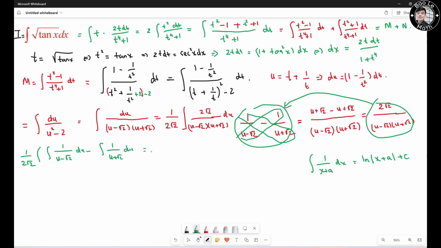So this one turns out to be 1 over 2 root 2 natural log of absolute value of u minus root 2, subtract natural log of absolute value of u plus root 2, right? Plus c, right? So don't forget parentheses for this guy right here.